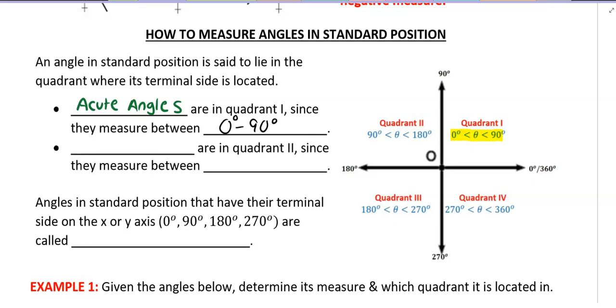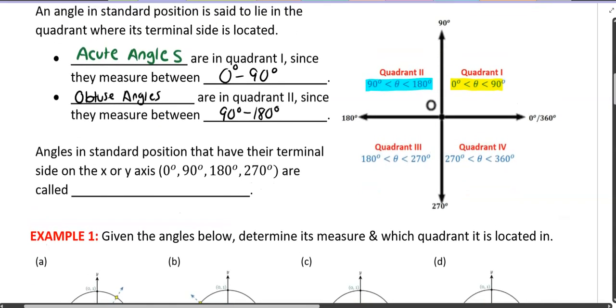But conversely, as we've talked about, another term we learned in this course is obtuse angles. So obtuse angles are going to be in quadrant 2, and that's because they measure angles between 90 and 180 degrees. Notice I'm not saying they are 90 or they are 180 because they're between. We had special names for 90-degree angles and 180-degree angles in the geometry portion of the course. What we're going to call those angles now, angles that have their terminal side on the x or the y axis, so that would be 0, 90, 180, or 270.